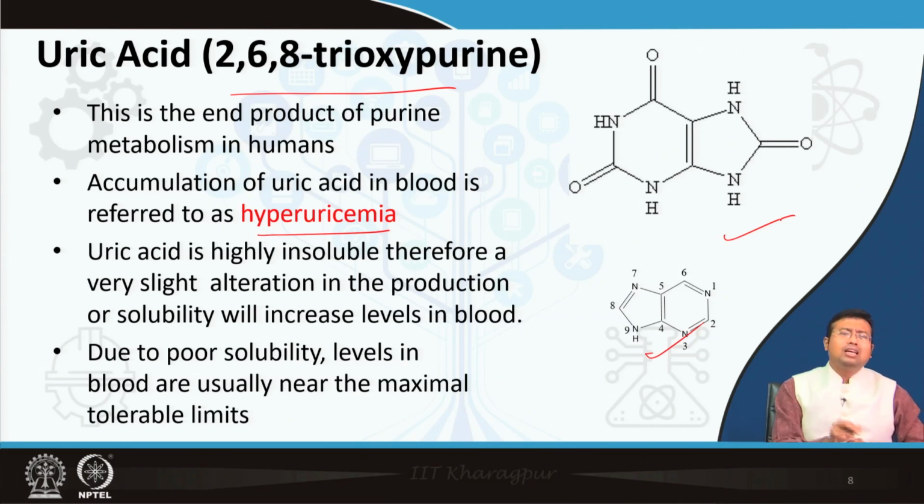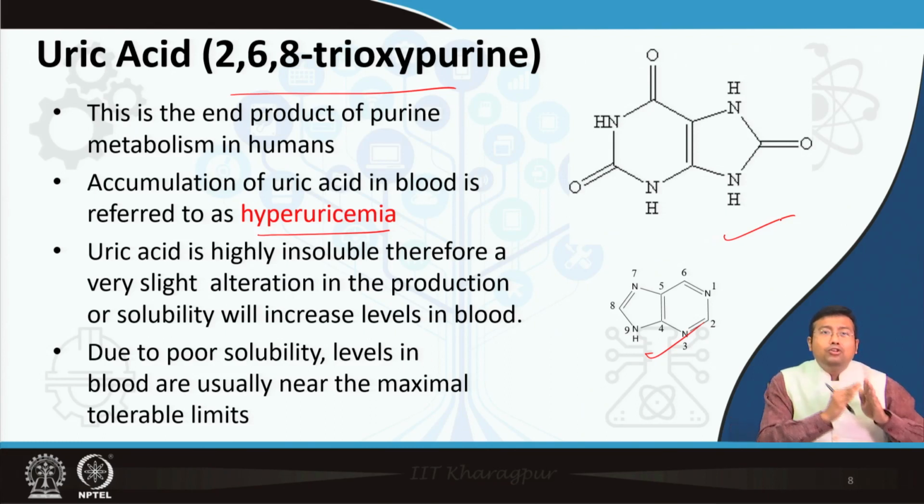Uric acid is actually highly insoluble. Therefore, a slight alteration in the production or solubility will increase blood level. See, humans prefer urea as an excretory material. We are not uricotelic, we are ureotelic. Uricotelic are birds, especially those animals that have adapted in such a way that there is less water intake, they prefer uric acid excretion. Uric acid is highly insoluble.